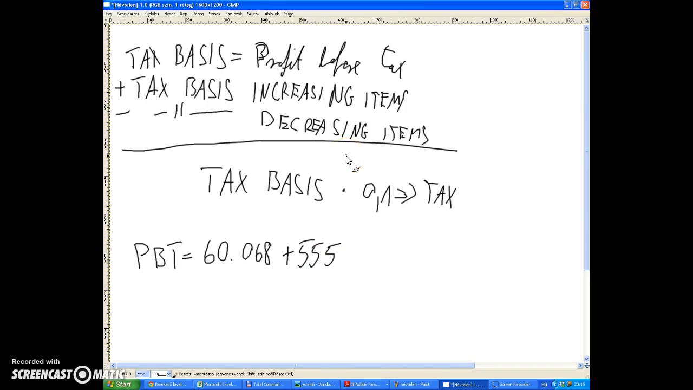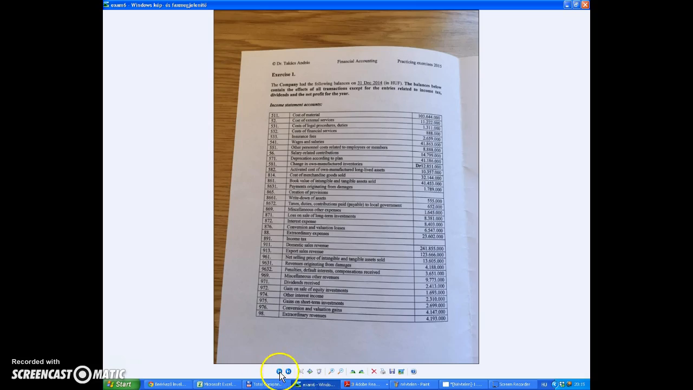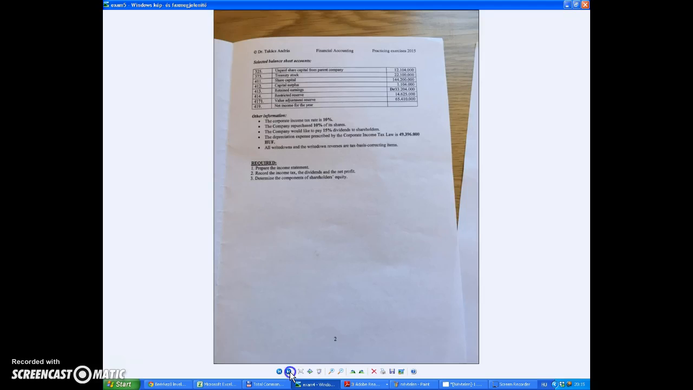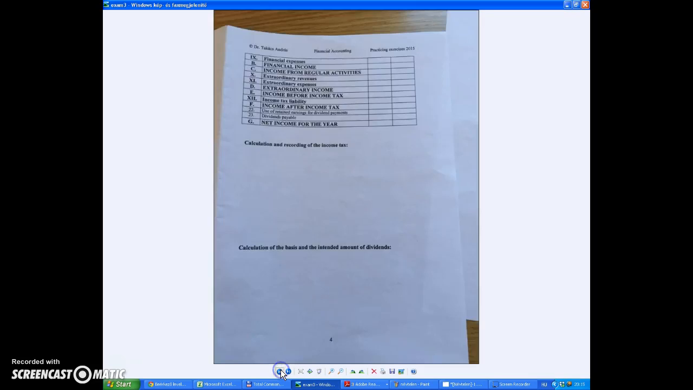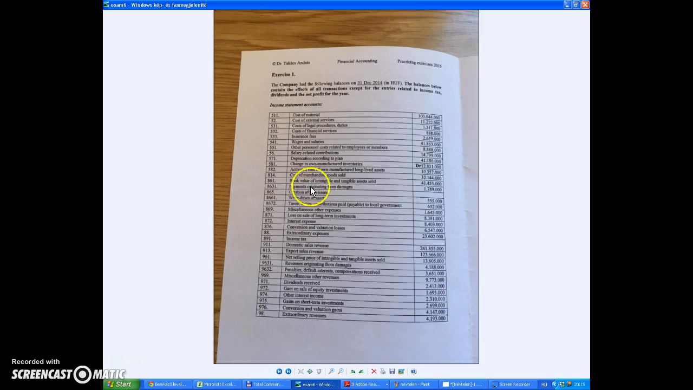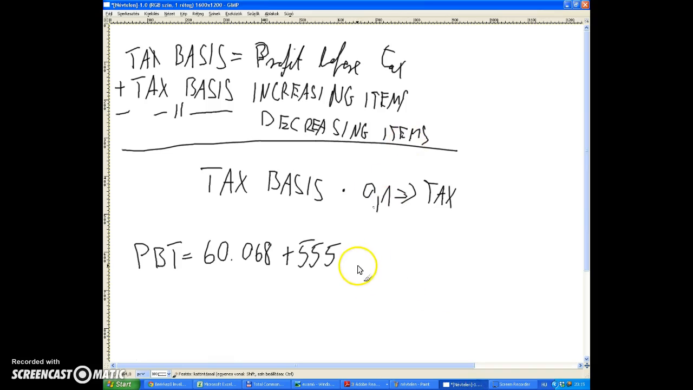After that, it is always part of the tax basis increasing items, the depreciation according to the income statement of the company, because we have to calculate depreciation according to the corporate income tax law. So according to the income statement, the depreciation of the company was included here. It was this one, so 41186.